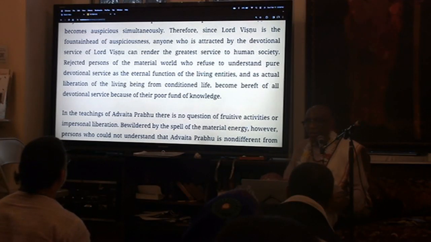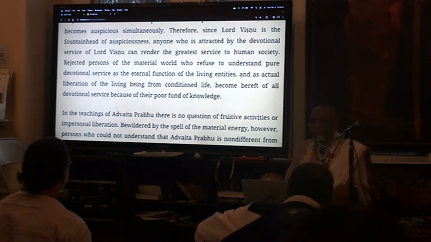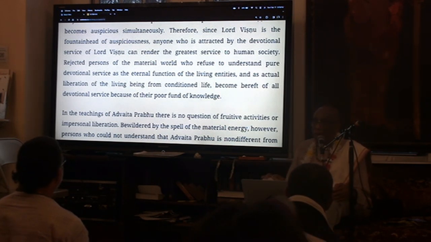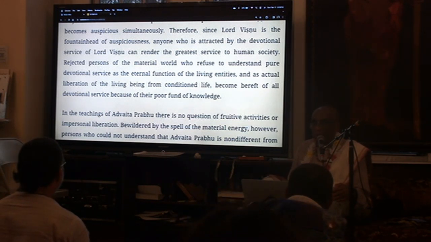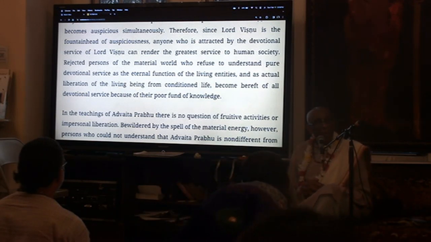Rejected persons of the material world who refuse to understand pure devotional service as the eternal function of the living entity and as actual liberation of the living being from conditioned life become bereft of all devotional service because of their poor fund of knowledge. Any questions this far into the purport?